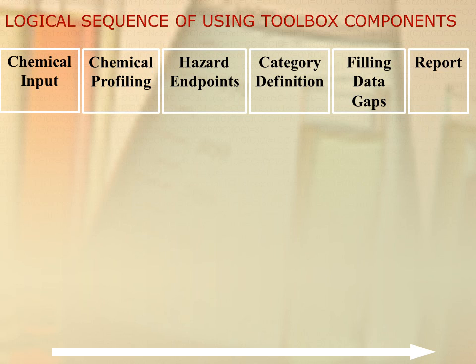You would then define what endpoints you're interested in for modeling, go through a series of grouping methodologies and categories to find similar chemicals to the chemical that you've inputted, and then you would have a series of tools to do data gap filling, and then a very flexible reporting method so that you can export this report in a whole variety of ways so that we don't have to jump through a lot of hurdles just to inform people of the results.